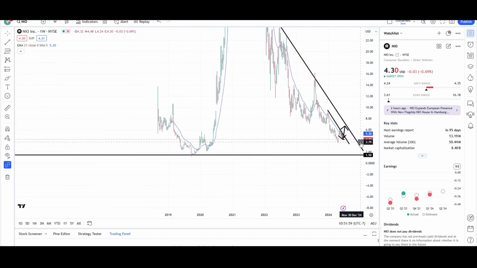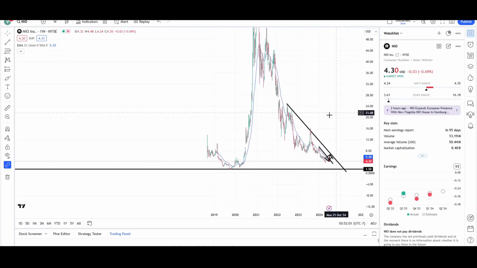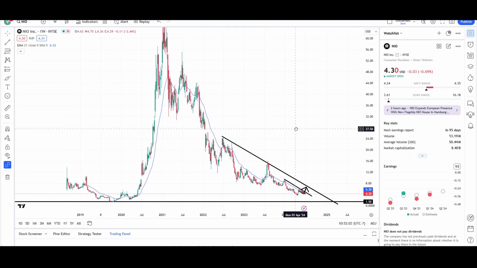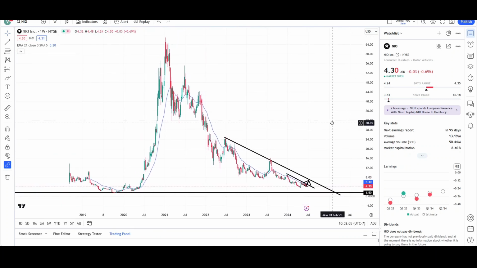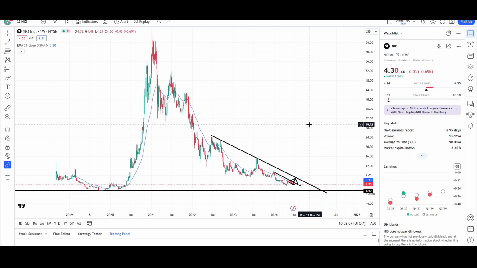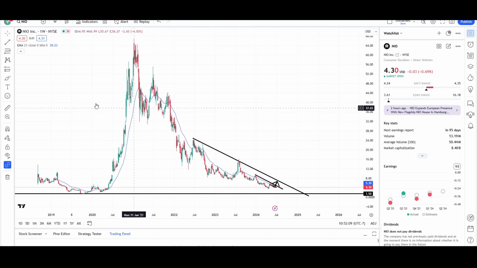You can just compare to a chart like NVIDIA where it just continues to push up higher and higher. You can clearly see the difference of where the liquidity is flowing and how the market views these stocks. One of them, people continue to buy, and one of them, people continue to sell, and you can see that clearly on the price chart. So that's all I have for NIO on the daily and weekly charts.